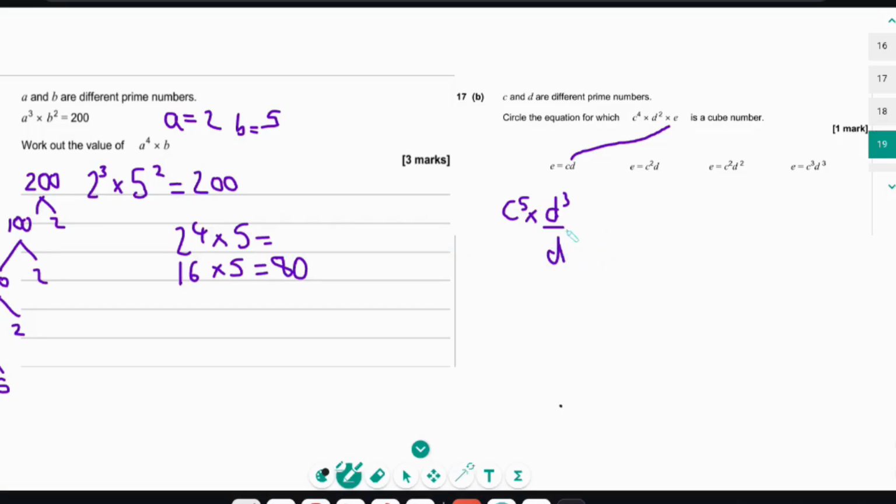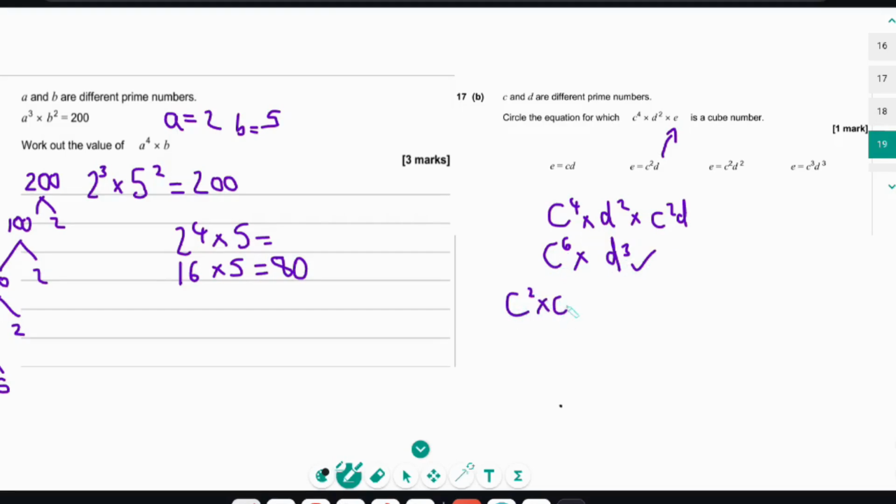Okay, let's replace E for this next one here. C squared D. So C to the power 4 times D squared times C squared D. C to the power 4 times C squared is C to the power 6. D squared times D is D cubed. This is cubed. C to the power 6 is cubed because it's C squared times C squared times C squared. So this is the answer.